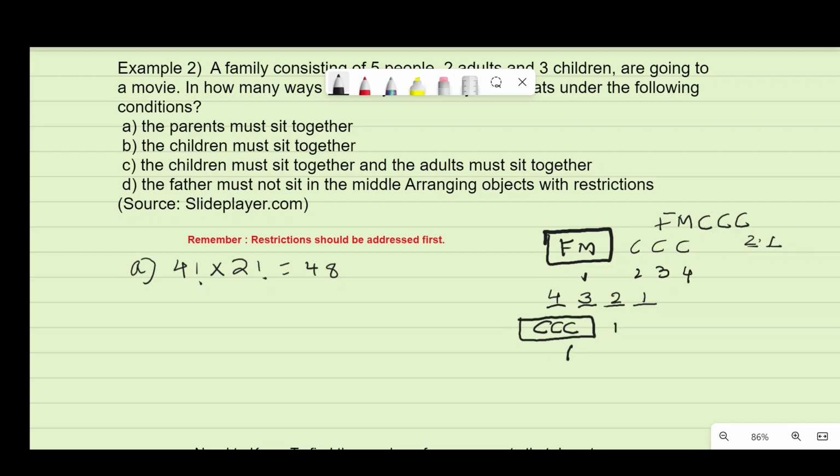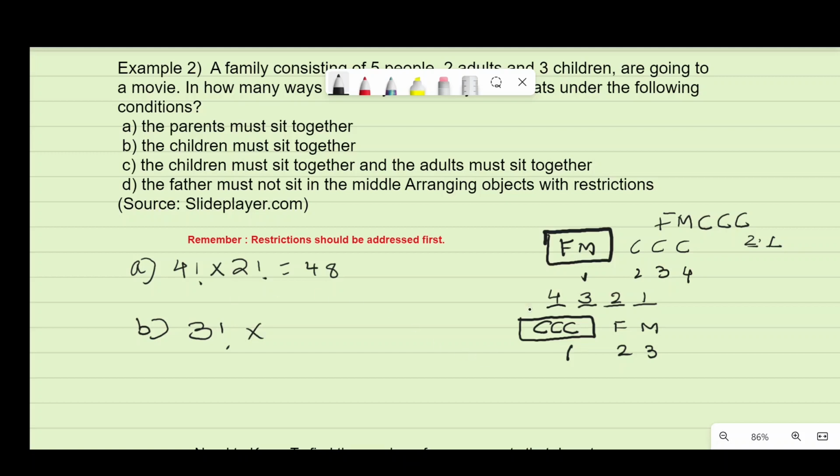How many? 2 adults are still remain. The father and the mother is still remaining. So there are 1, 2, 3. We are considering them as 3 people now. How many ways 3 people can be seated? 3 people can be seated in 3 factorial ways. We saw here how 4 people are seated. So in the same way, 3 people are seated in 3 factorial ways.